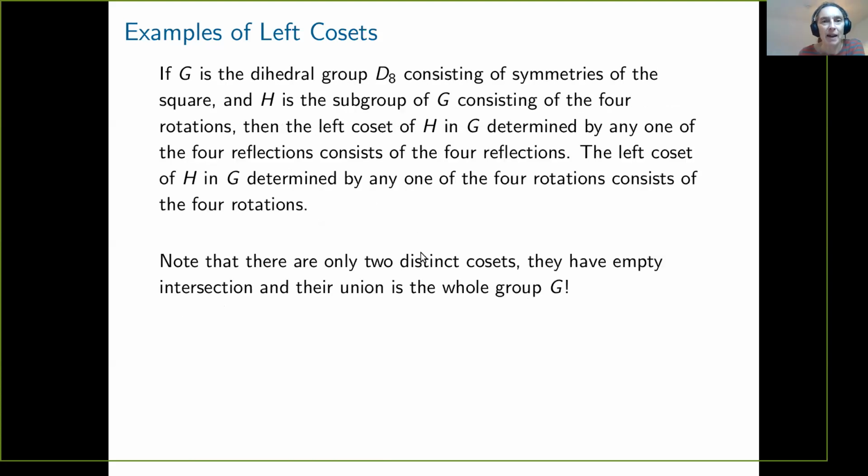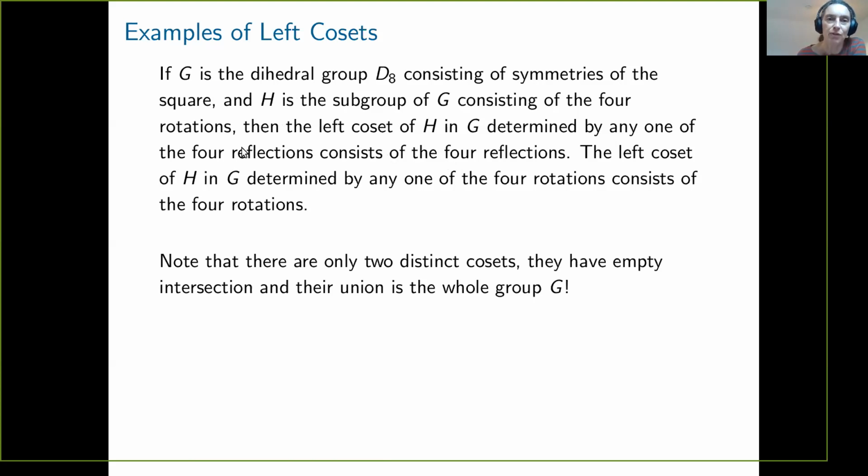So that's another one. Third example. This is relevant to the Grandest theorem. So if you're working on the current homework sheet and you're writing out the multiplication table for the group D8 of symmetries of the square, this might be of interest. So if G is the dihedral group D8 consisting of all symmetries of the square, and H is a subgroup of G consisting of the 4 rotations, then we can ask about the left coset of H in G determined by any one of the 8 elements of G.